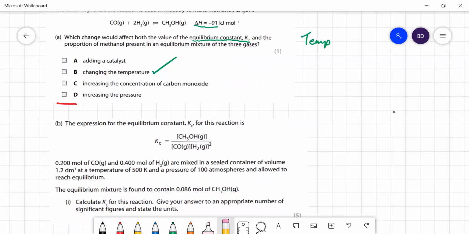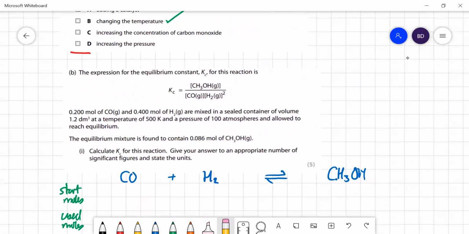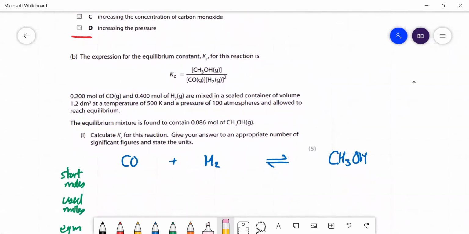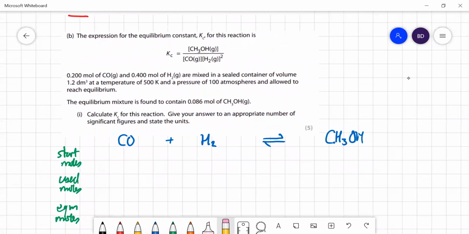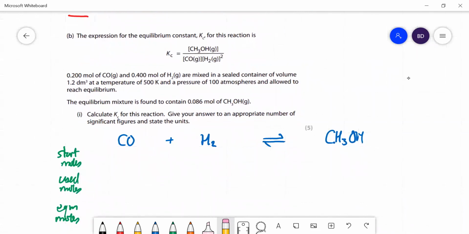Right, the expression for the equilibrium constant is given by that. I've drawn this little table out ready. The usual thing we do is write down the equation and then write down start moles, used up moles, and the equilibrium moles. So let's fill in this table. It's asking us to find Kc, so the pressure you don't really need to worry about. It's not asking you to find Kp, so that's irrelevant.